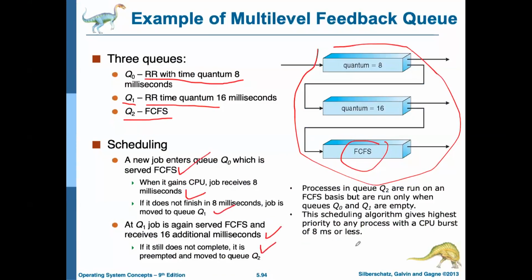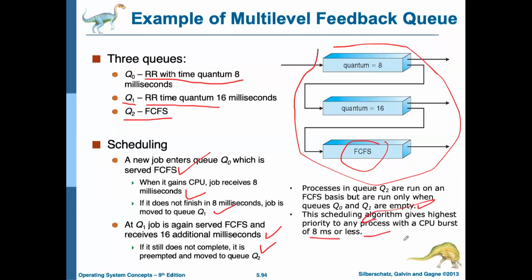Just go through this. And then processes in Q2 are run on a first come first serve basis, but are run only when Q0 and Q1 are empty. This scheduling algorithm gives highest priority to any process with a CPU burst of 8 milliseconds or less. So this is the multi-level feedback queue.